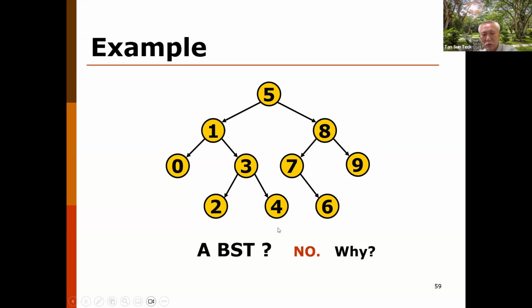See, so why is this not? Okay, so this side is okay, but what about this side? 8 is greater than 7 and 6. Okay, so this is a problem, right? 7 is actually greater than 6. So 6 should be on the left side of 7 rather than on the right side of 7. So this is not a BST, okay?